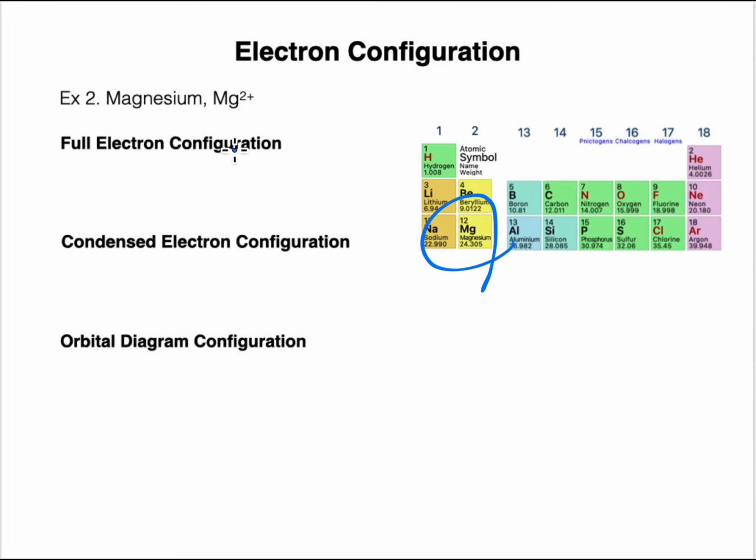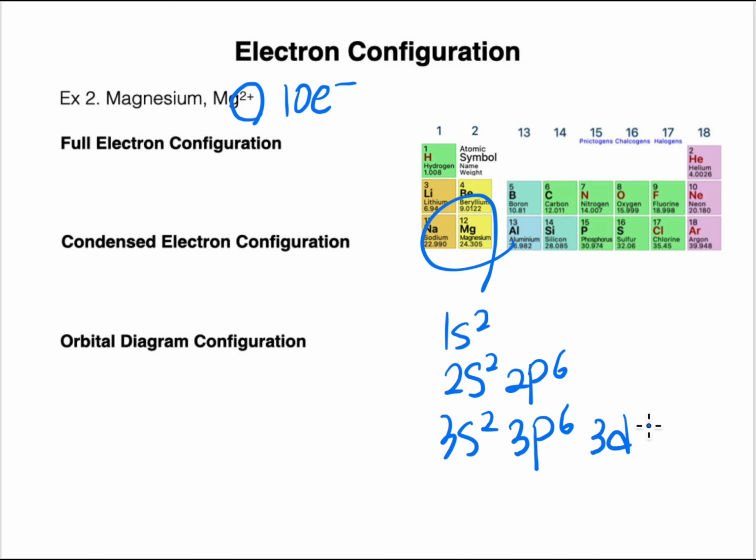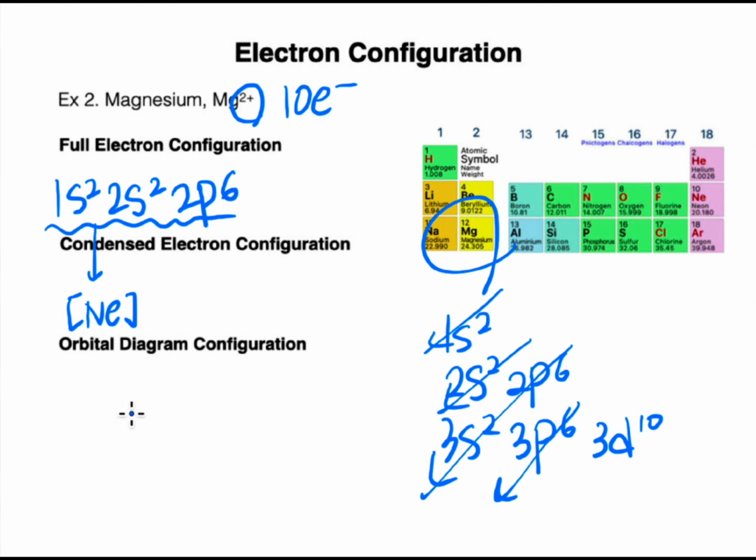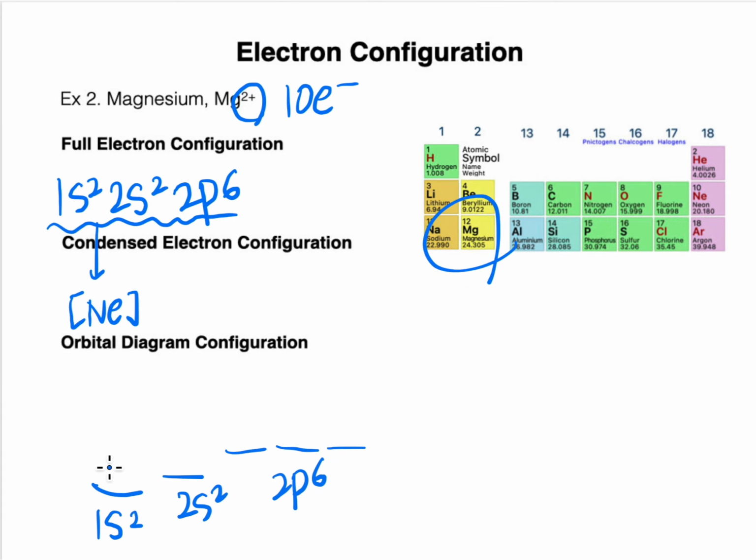Magnesium 2+ is an ion of magnesium as it has lost 2 electrons, so there will be a total of 10 electrons. I'll write the order of fill on the right-hand side again as a guidance. The full electron configuration of magnesium 2+ will be as shown above because it has lost 2 electrons. This full electron configuration is the same as the electron configuration of neon, and that will be our condensed electron configuration for magnesium 2+. The orbital diagram configuration, again, will show how the electrons are occupied in the orbitals of magnesium 2+.